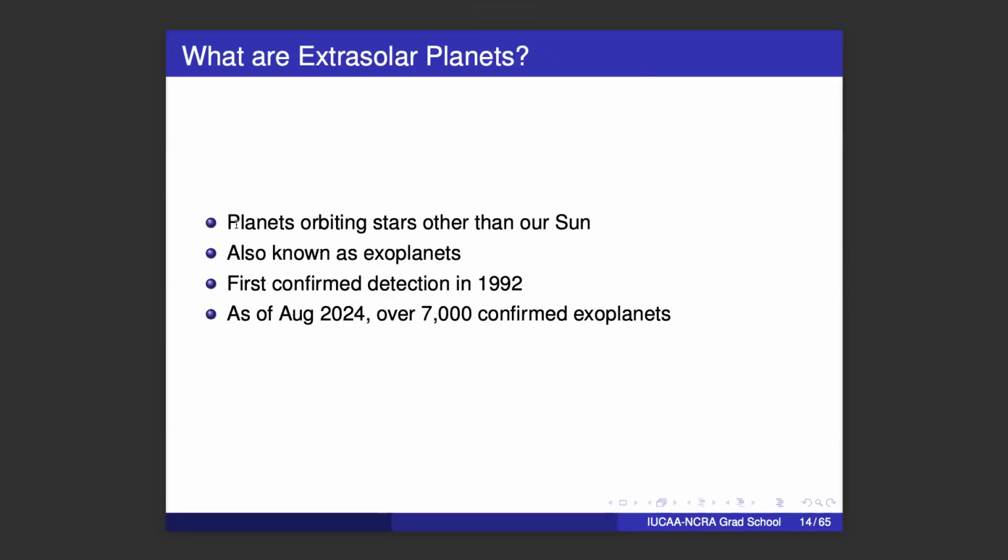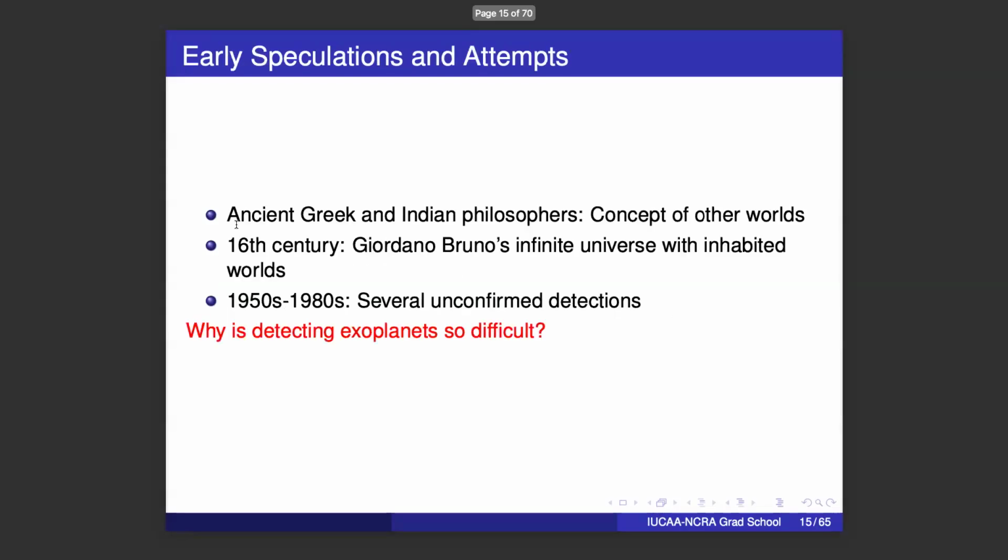Okay. So keeping all of these things in mind, one begins the search for extrasolar planets. So what are extrasolar planets? Of course, these are planets orbiting stars other than our sun. They're also called exoplanets. The first detection happened only in 1992. But now, as of this month, we have more than 7,000 confirmed exoplanets.